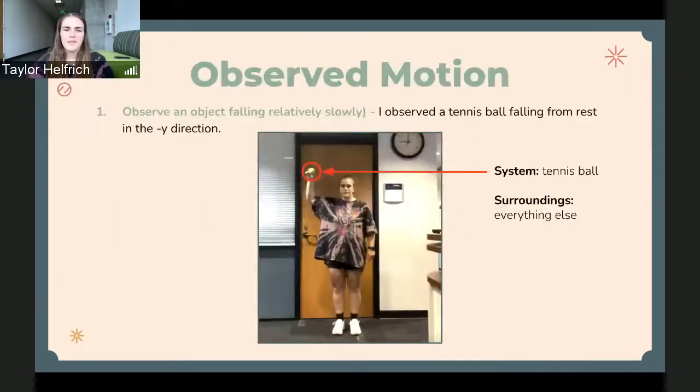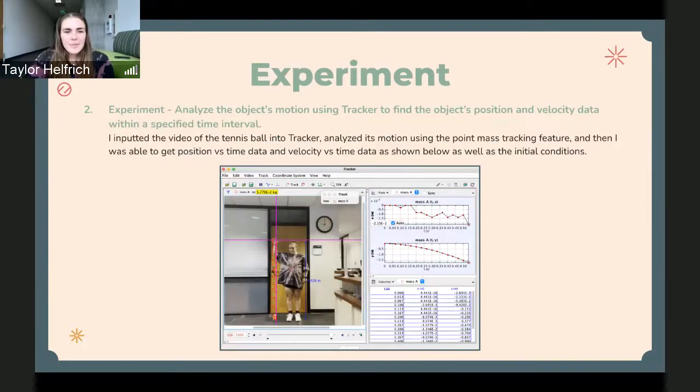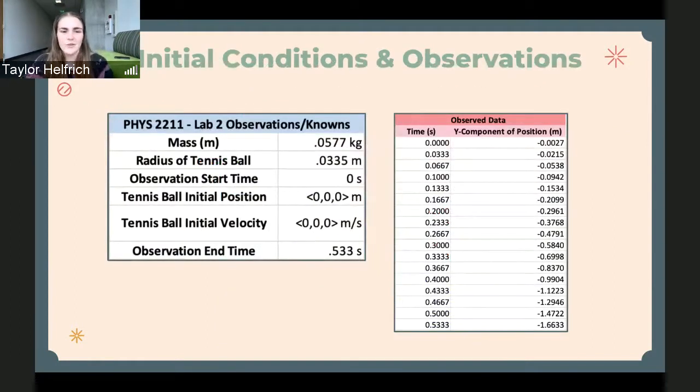So going into the methodology, I first observed a tennis ball falling from rest in the negative y direction, where the system is the tennis ball and everything else is the surroundings. And then I inputted that video into Tracker, analyzed its motion, and then was able to get position and velocity data from that, and the initial conditions as well, including the mass, its initial velocity and position, and the times, as well as its y component of position at a specific time.